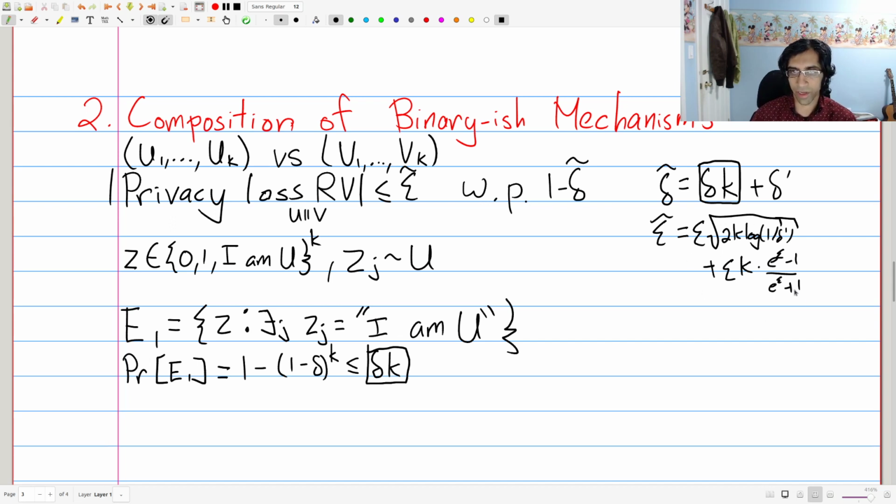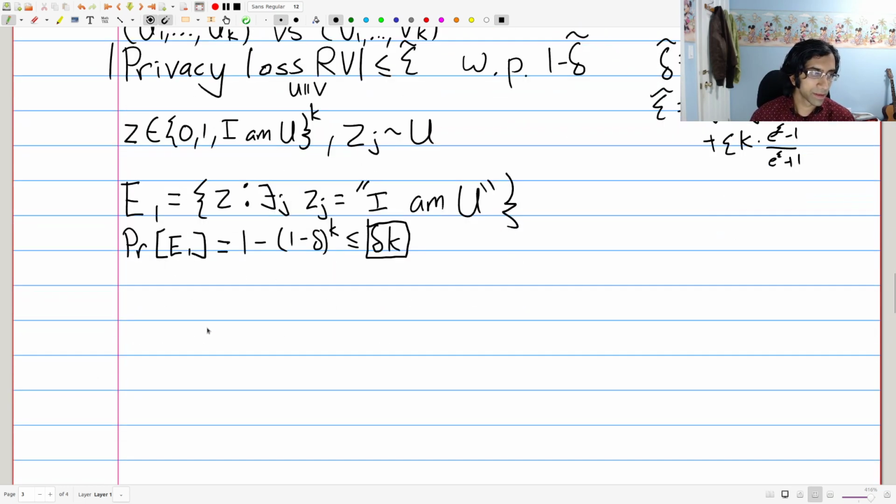But then we're just going to be focusing on bounding the privacy loss by this with probability 1 minus delta prime when conditioning on the fact that E1 does not happen. Like I said, we're going to continue conditioning on bar E1. So what this means is that the z vector is going to be in {0, 1}^k. Let's try to understand what the privacy loss random variable looks like for any realization when z is in {0, 1}^k.